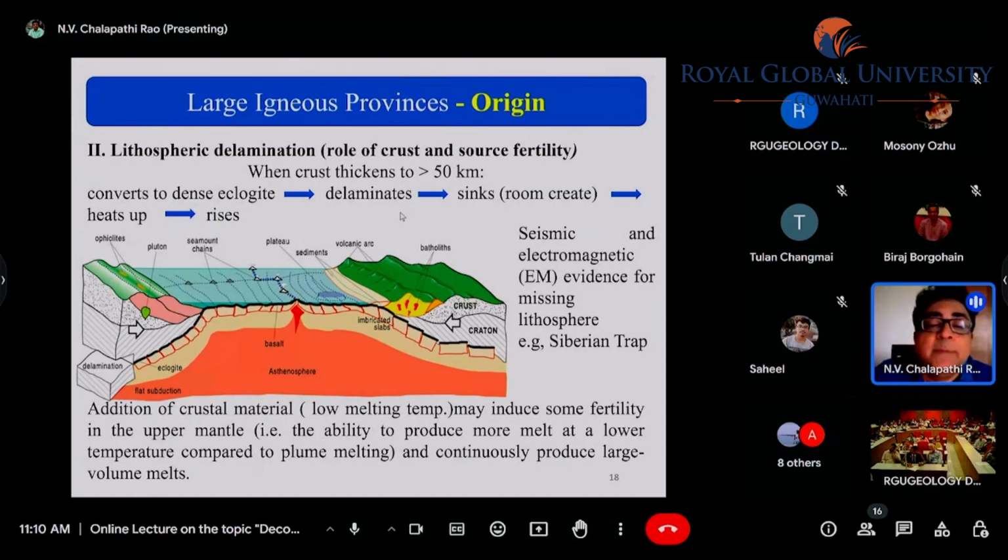And so people think that delamination leading to agglomeration, sinking and rising can also give rise to your large igneous provinces. So this is the second mechanism people invoke.